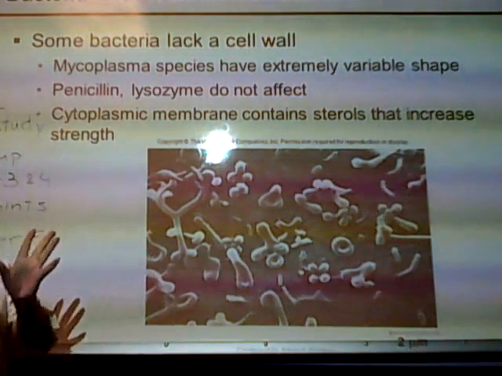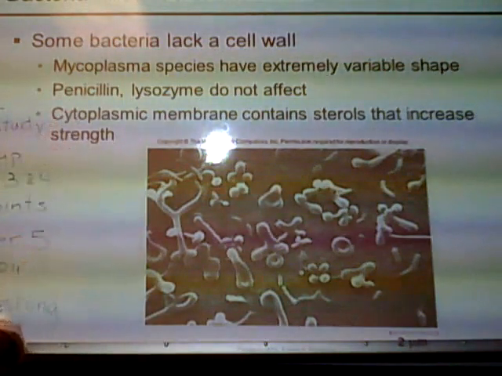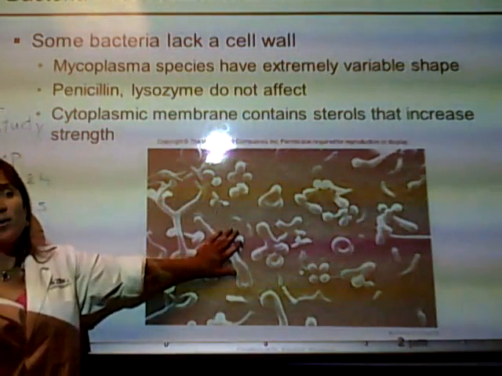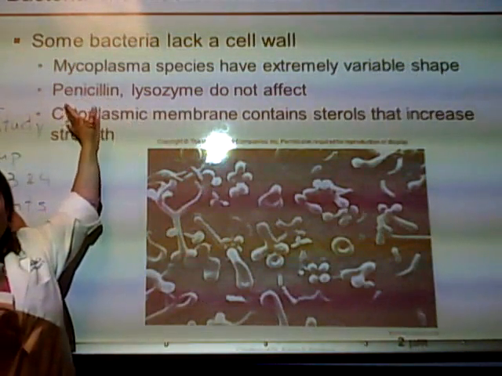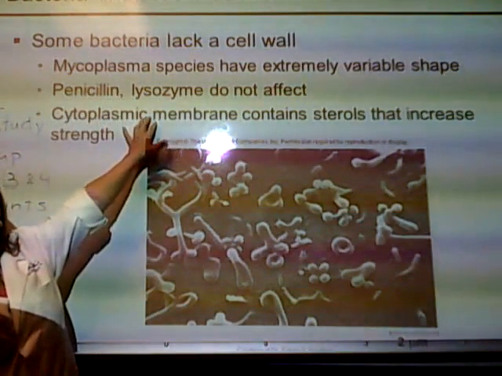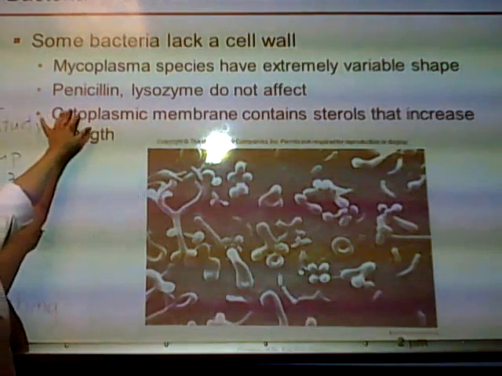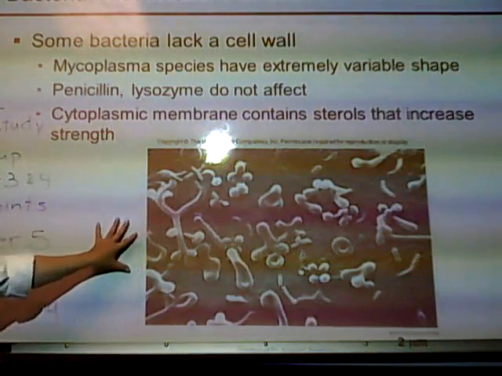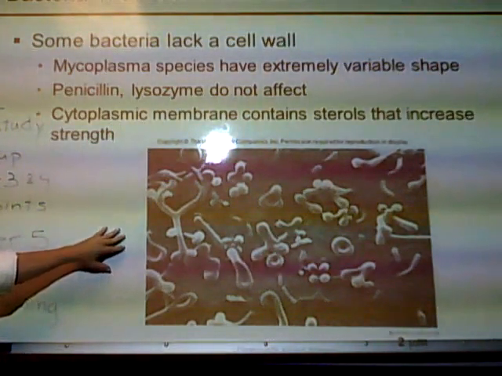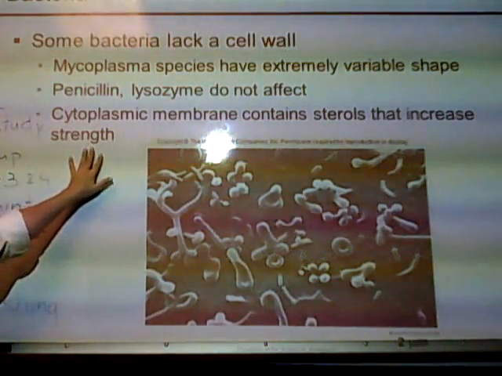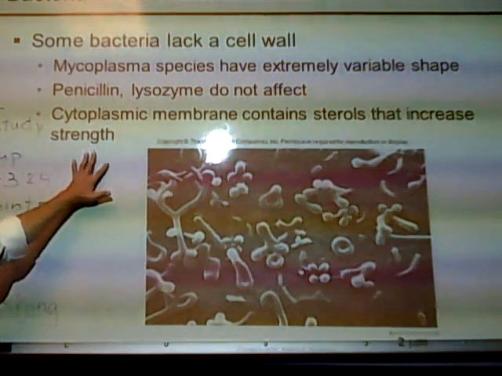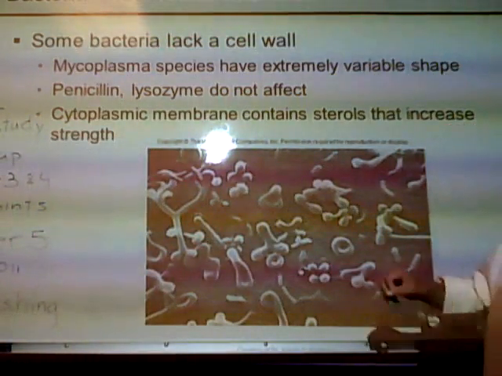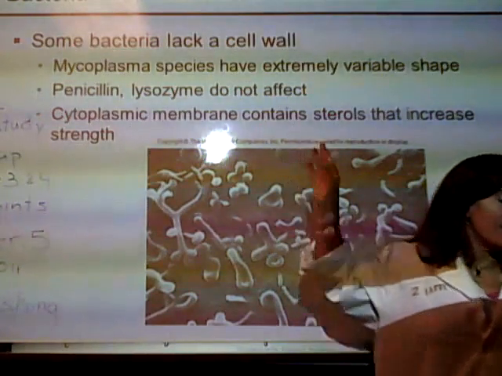So without a cell wall, their cytoplasm is going to be able to flow more freely. Okay? So without a cell wall, will these things that attack the cell wall have any effect? No. So penicillin and lysozyme are not going to be effective against these bacteria lacking a cell wall. Okay, how are they able to stay tough and rough? Without a cell wall, they have sterols. So sterols in their cell membrane are what's going to give them that strength.